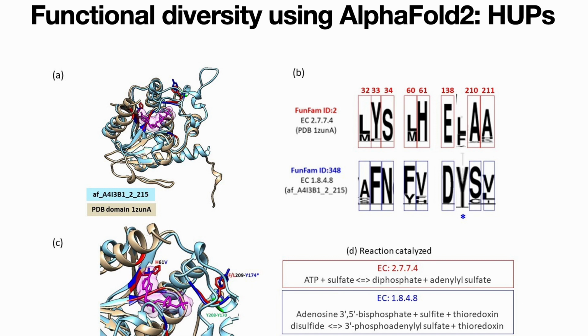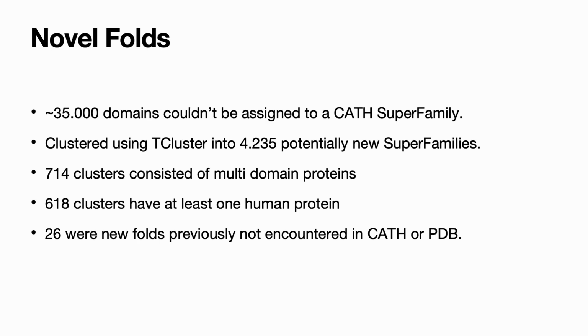But now to go back to the remaining 8% of domains, these amount to around 35,000 domains that couldn't be assigned to a CATH superfamily. So in order to process them further, we did an all versus all comparison, and then we clustered them using TM-cluster into 4,200 potentially new superfamilies. And then we characterized them and did some manual curation on it.